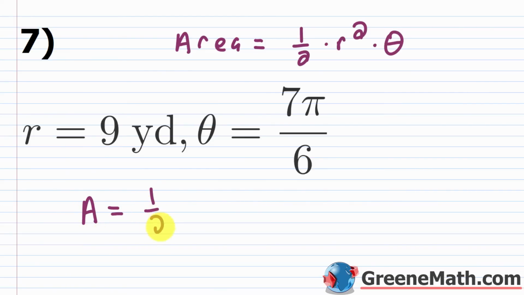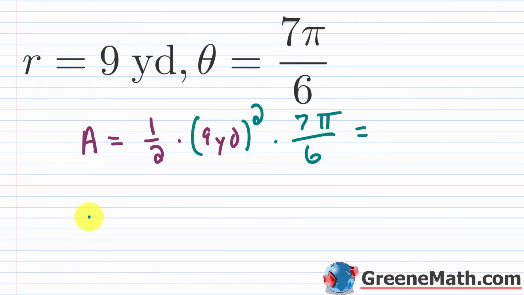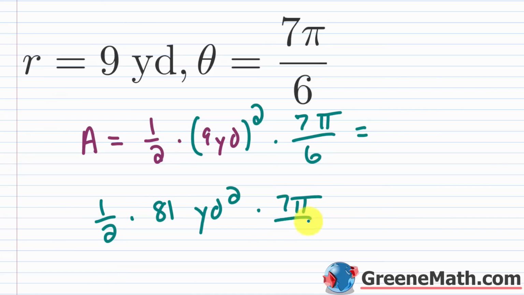And we'll say this is 1/2 times your radius, which is given as 9 yards. So you're going to have 9 yards. Now, this is important here. This is squared. So make sure that you square this whole thing, including the units. So this is 9 squared times yard squared. Okay, so that's very important. And then times your theta, which in this case is 7 pi over 6. So this is equal to, well, here I'll just say that you have 1/2 times 9 squared is 81. And then you have your yards squared. And then times your 7 pi over 6.